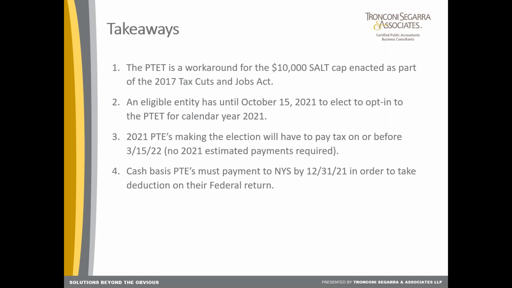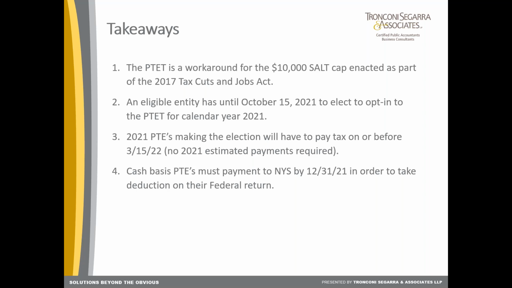I think the key thing for everybody listening today is that you have until October 15th. You have 29 days to elect to opt into this PTET regime for calendar year 2021. If you don't go through that New York business account and opt in, obviously you'll not be able to take advantage of this year. You'll have to wait to make the election next March for 2022.